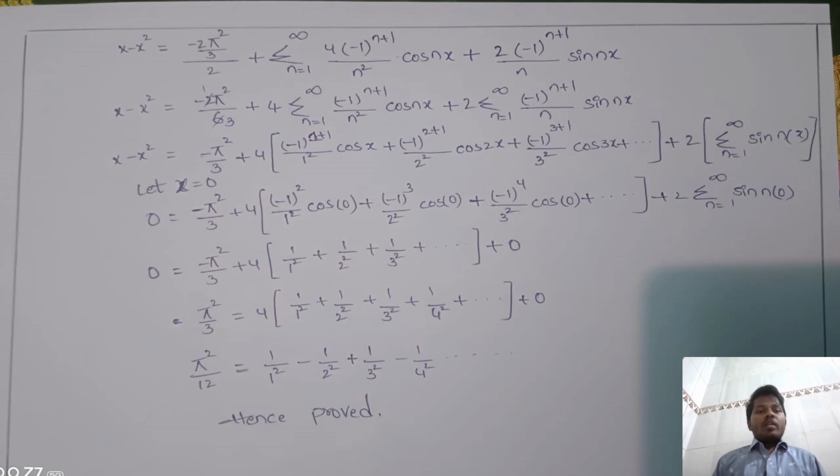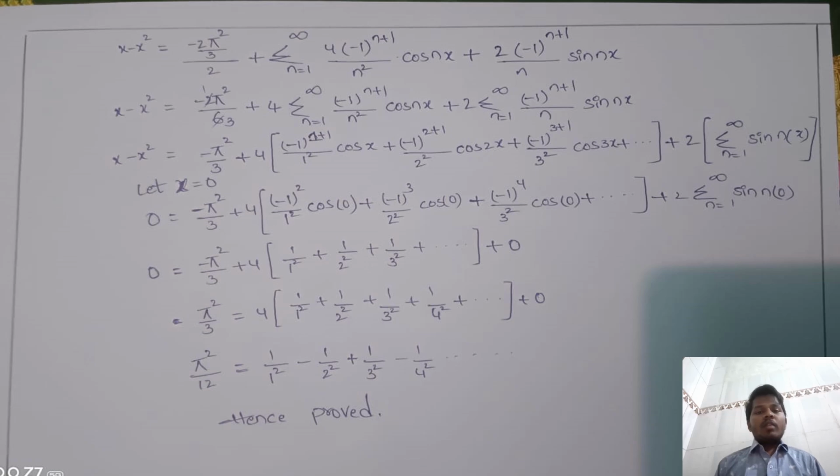minus 2 pi square by 3 whole by 2 plus summation n is equal to 1 to infinity 4 into minus 1 whole power n plus 1 by n square cos nx plus 2 into minus 1 whole power n plus 1 by n sin nx. X minus x square is equal to minus 2 pi square by 6 plus 4 summation n is equal to 1 to infinity minus 1 whole power n plus 1 by n square cos nx plus 2 into summation n is equal to 1 to infinity minus 1 whole power n plus 1 by n sin nx.